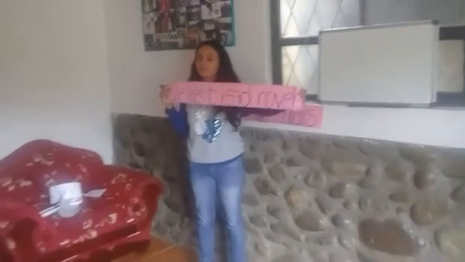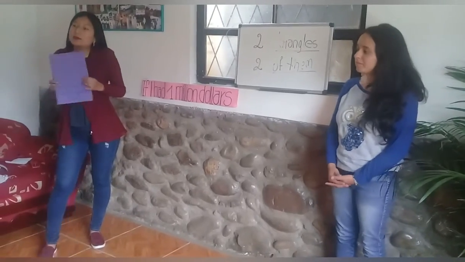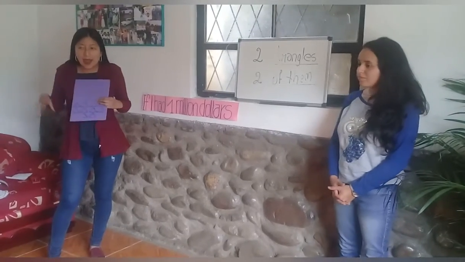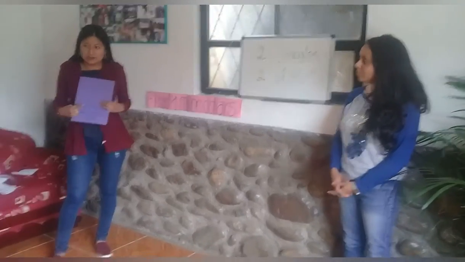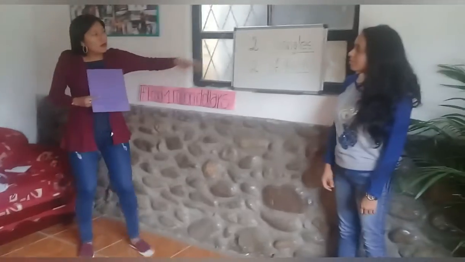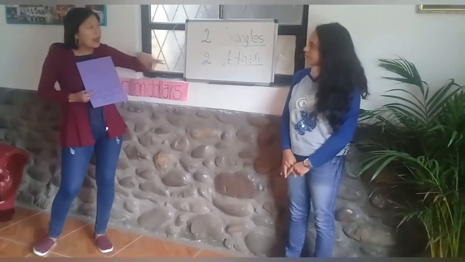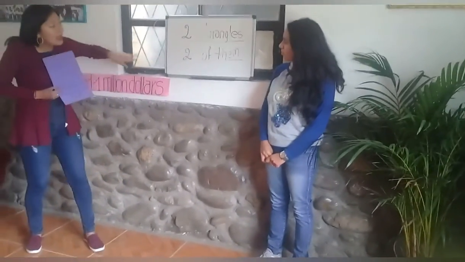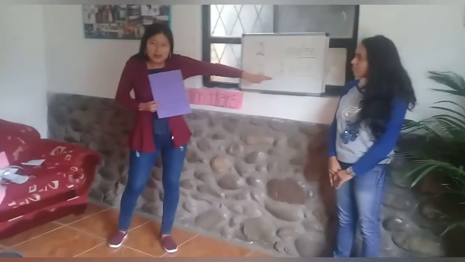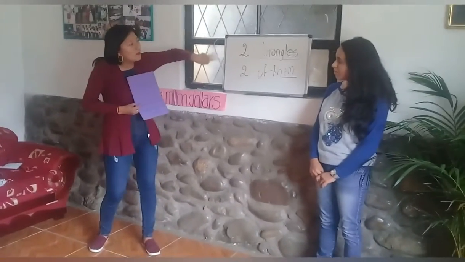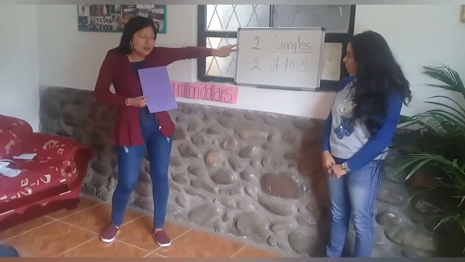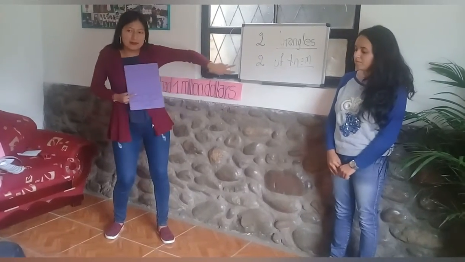The last one. Well, I'm going to give you a sentence, okay? I have 2 triangles. You need to exchange the second part. I have 2 triangles. You need to say, I have 2 of them. Yeah? You change the second part. I have 2 triangles. You need to say, I have 2 of them.